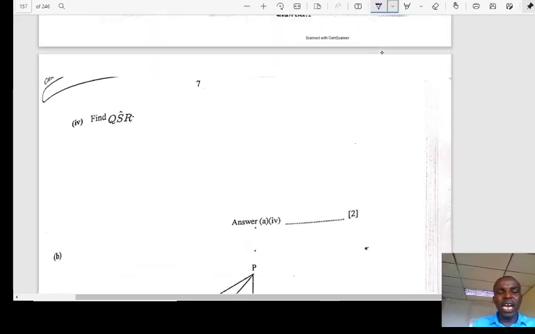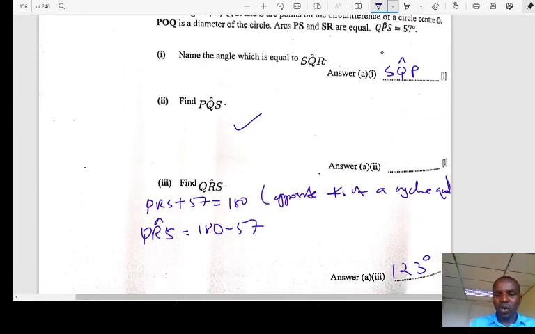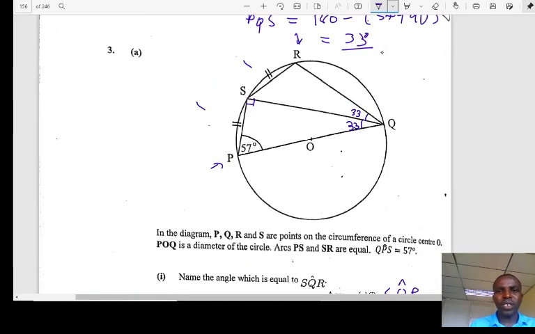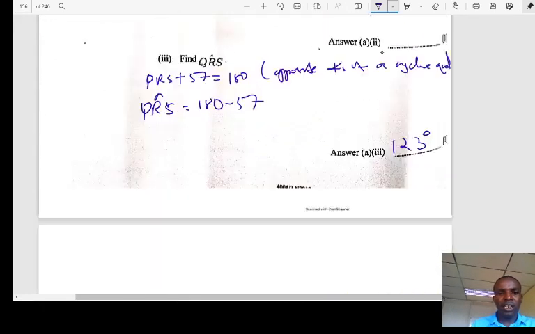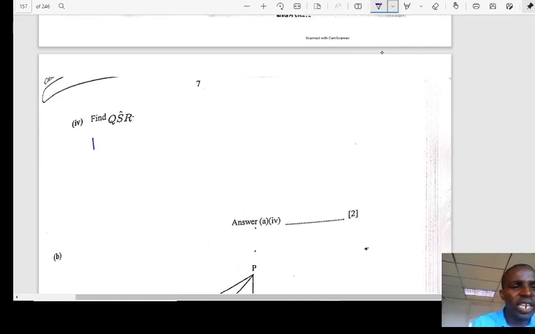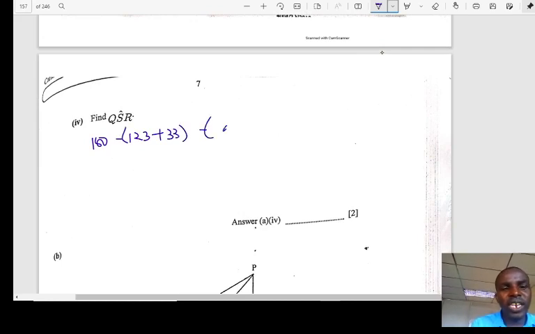Then find QSR. Right, since we found that this angle is 123, we can use triangle QSR to find angle QSR. So you say 123 plus 33 from 180, so it's 180 minus 123 plus 33. So the reason is angles in a triangle.